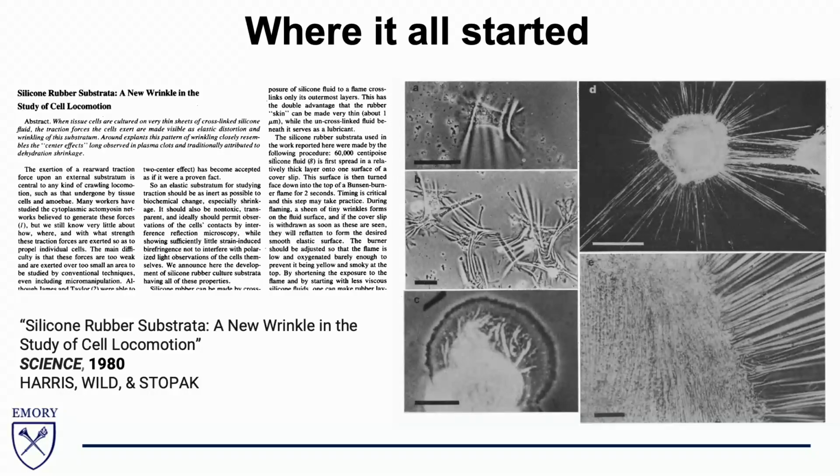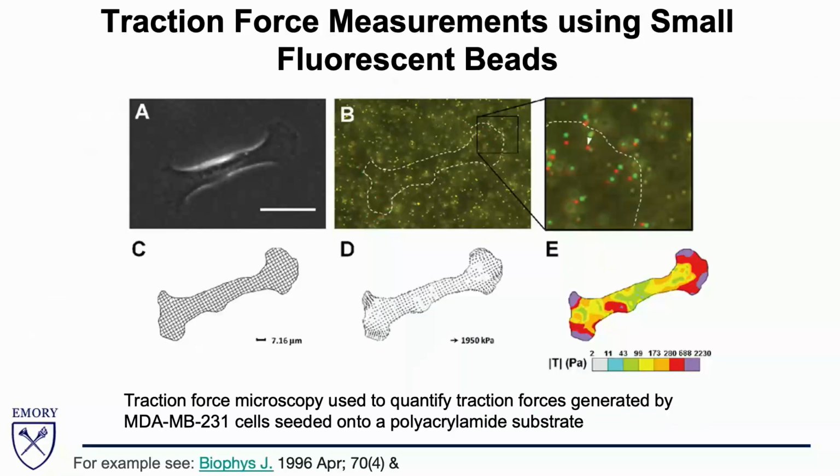And they cultured cells on these rubber substrates. And you could see from these images in this Science paper, the substrates wrinkled. Okay? And this was a huge advance. It was the first confirmation that traction forces generated by cells are real, and they can be quantified. From then, of course, the field has grown rapidly.